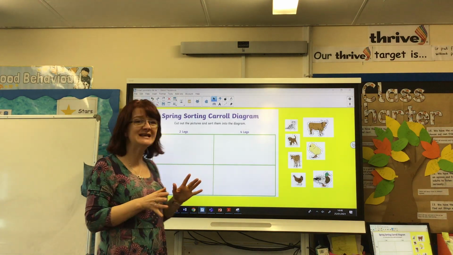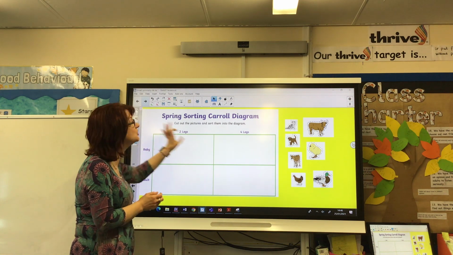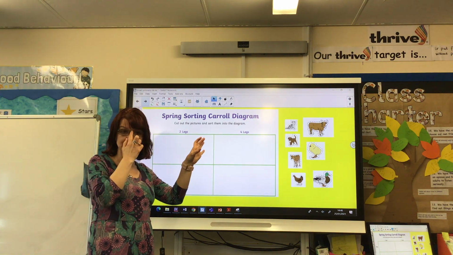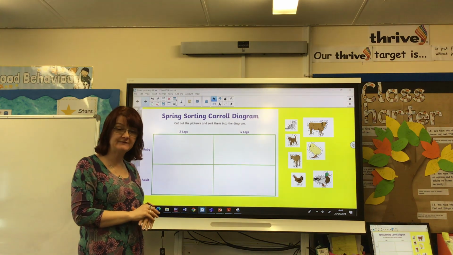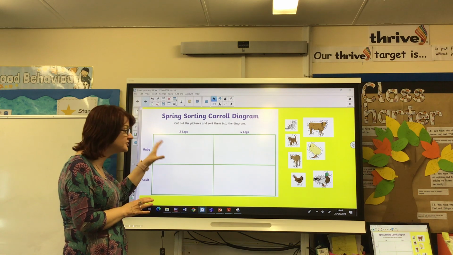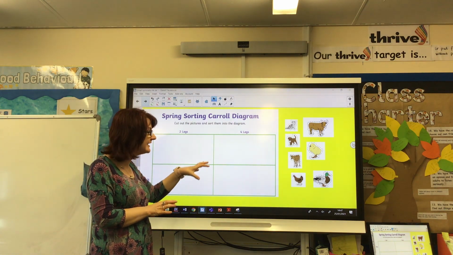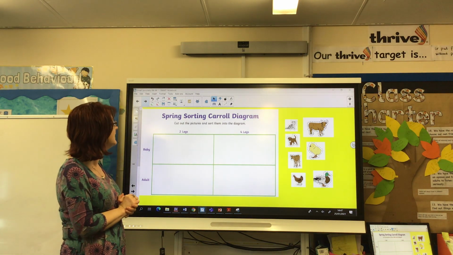The main part of your lesson today, though, is to be using this idea of symmetry with a sorting diagram, a Carroll diagram. Now, last week we did Venn diagrams, which is another way of sorting information about shapes. This week we're going to do a Carroll diagram, but to start with, we're just going to do one about animals, just to help you understand what a Carroll diagram is.